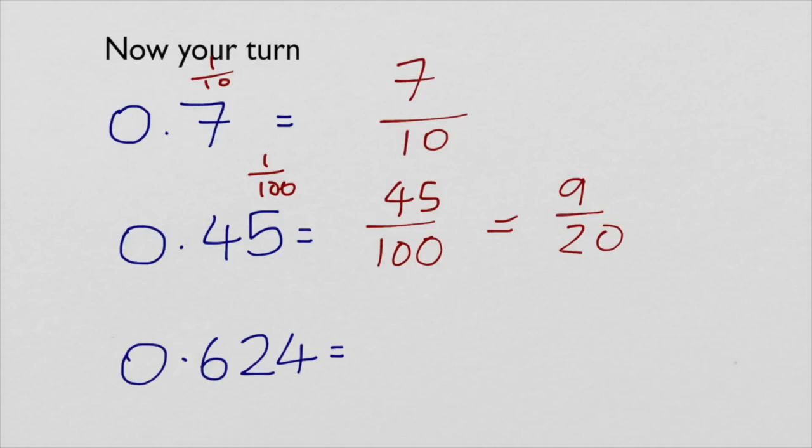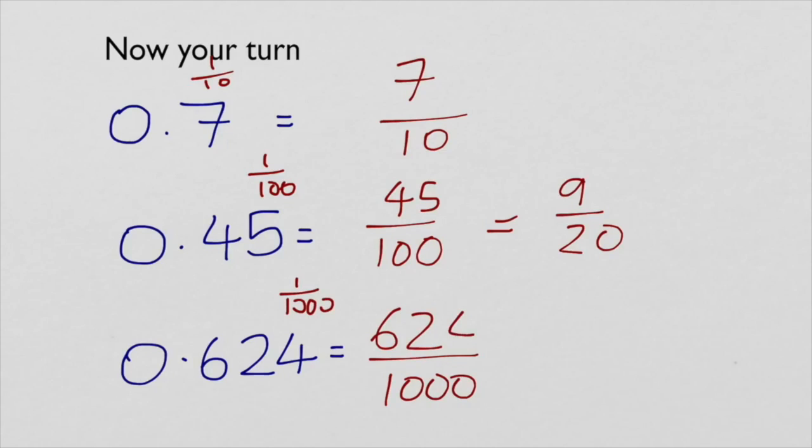And then finally, 0.624. That is going to be over 1000, because that last 4 is in the 1000th column. And I just write 624 on the top, and I should be able to simplify that to 78 over 125. Well done if you got all those three correct.